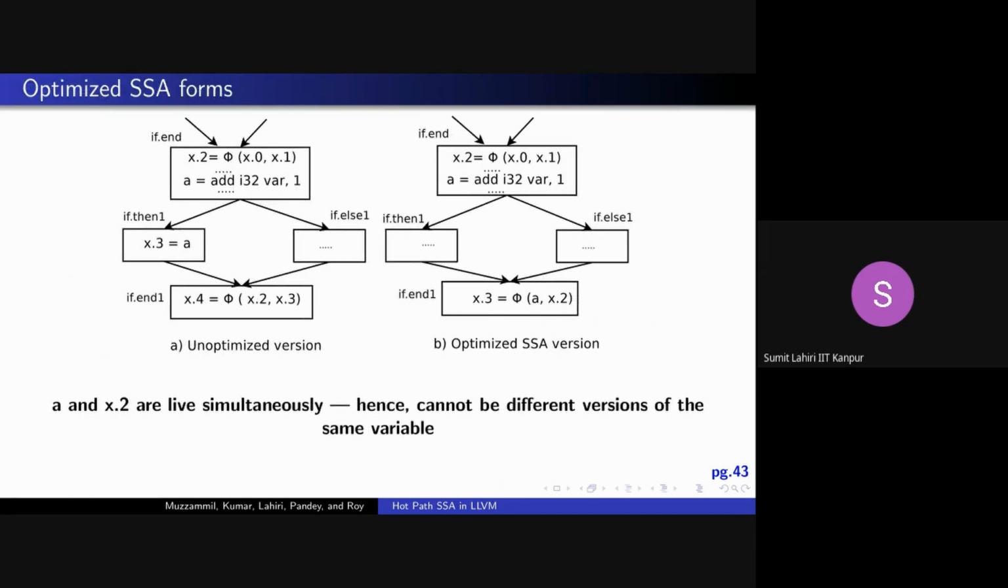Over here, if we want to transform out of the HPSSA form, we can do that over the optimized version of SSA as well. Even the optimized SSA form, which breaks the phi congruence property, HPSSA can still work on that.